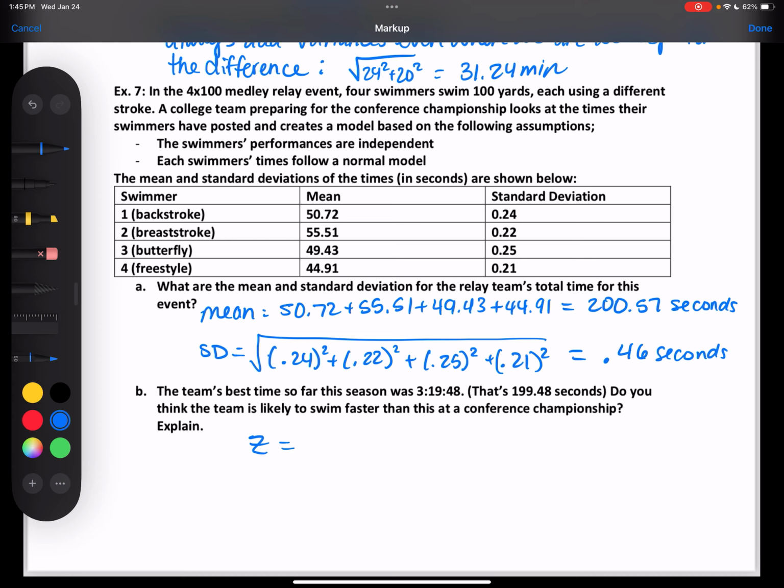So we're going to use this number minus the mean, divided by the standard deviation. And then whatever the z-score is, we have to go to the table, and that'll give us the probability of it. Okay. Negative 2.37.